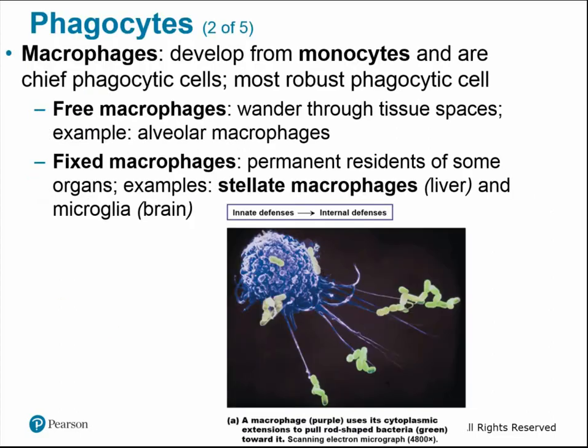So macrophages are another type of phagocyte. Remember from the blood chapter, again, these develop from the monocytes. Right? So these are the primary chief phagocytic cells. That's pretty much their only job, is to eat things. Right? So there are two different categories of macrophages. They could be free, meaning that they're free to wander throughout the tissue spaces. And then there are some fixed macrophages that are permanently found in certain organs. So like some of those lymphatic organs we talked about in the last chapter would have macrophages that just permanently live in those tissues.